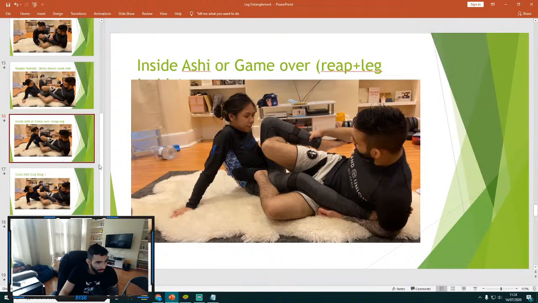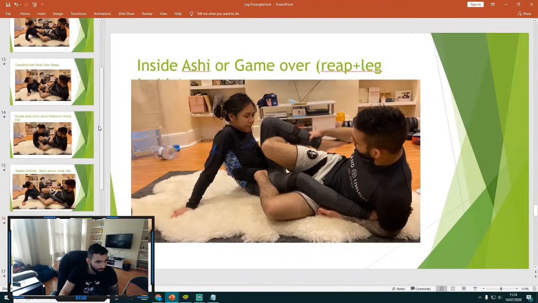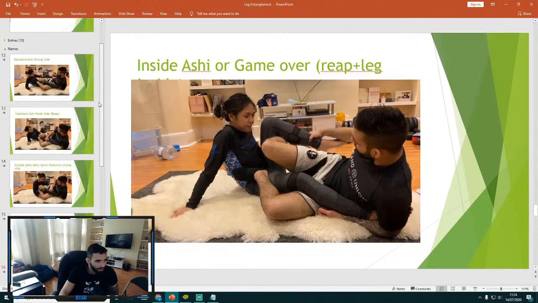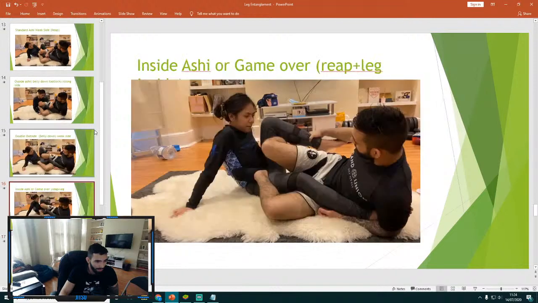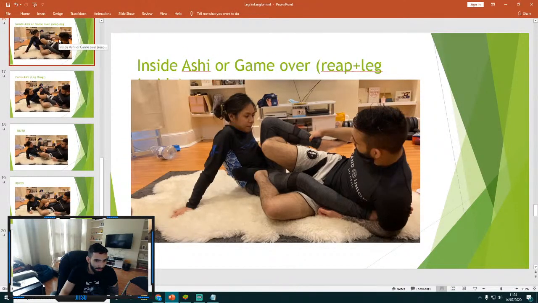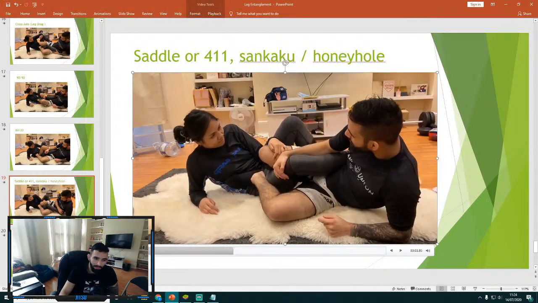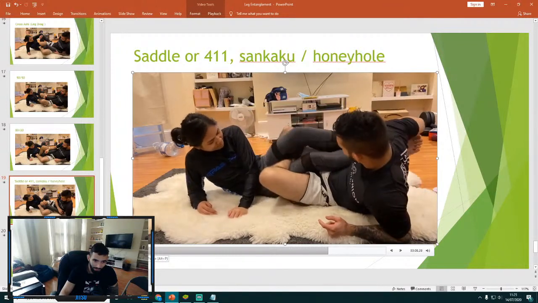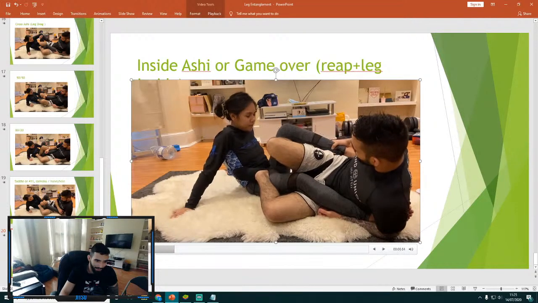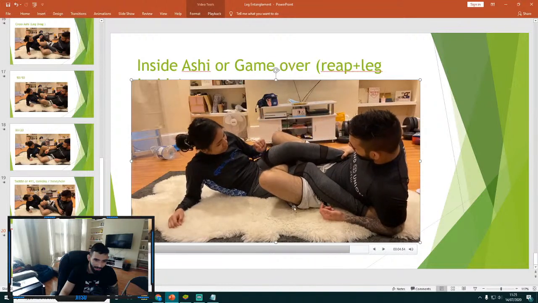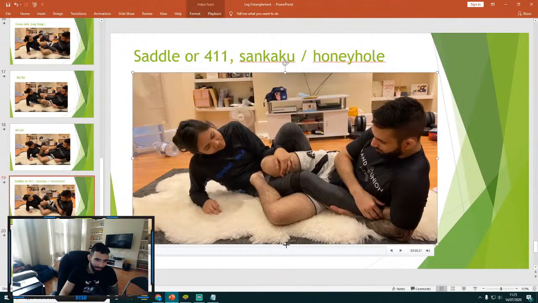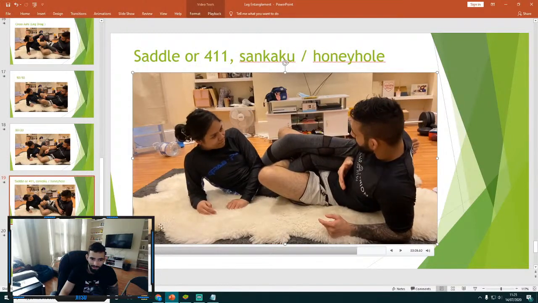Let's go to our game over position. Where is it? Have I lost it already? Outside, put it down, inside ashi. Here we go. So, who can tell me the difference between saddle, which is this position here, and inside ashi? See if we got any smart asses in the class. So that's inside ashi, which is again the triangle and the 11, and this is the saddle here.